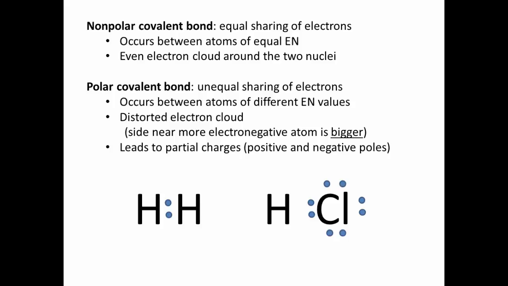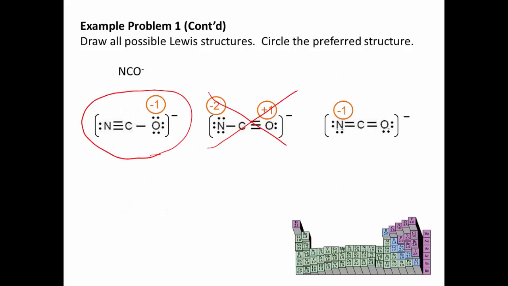An electron cloud tracks where the electrons are located. If we were to draw that, the electrons would mostly be located between the two atoms and would spend an equal amount of time around each atom. If we take a look at a polar covalent bond, this is a bond between two atoms of unequal electronegativity. If we take a look at the electronegativities, so let's go back, hydrogen has a 2.1 while chlorine has a 3.0.